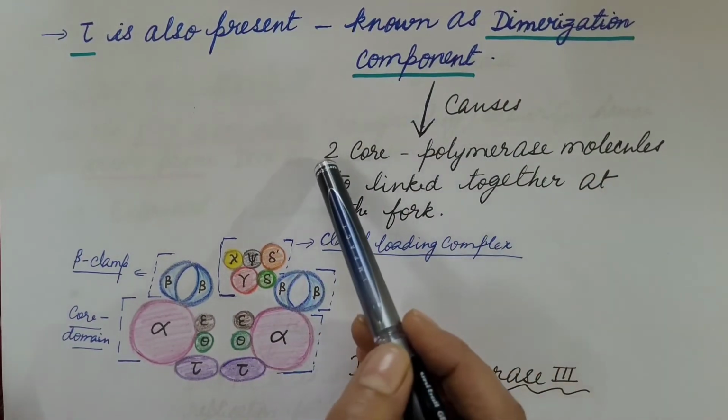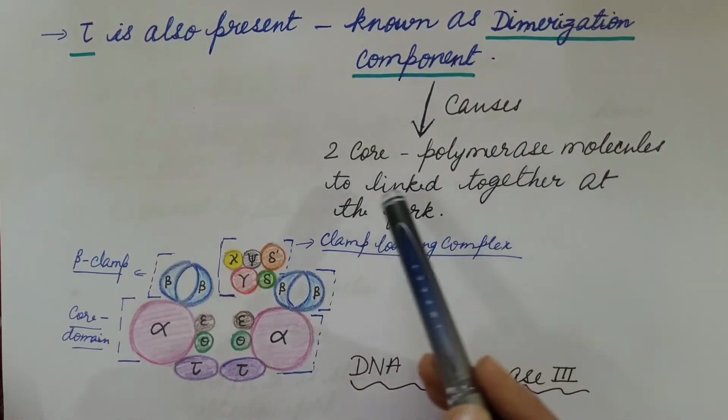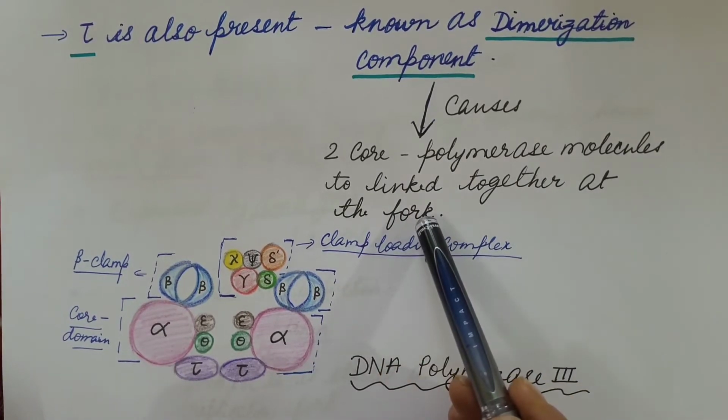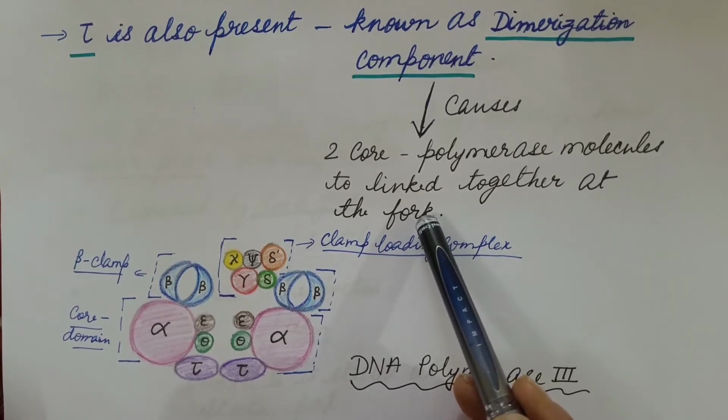It causes two core polymerase molecules to link together at the replication fork, so that processing of both the leading and the lagging strand takes place.